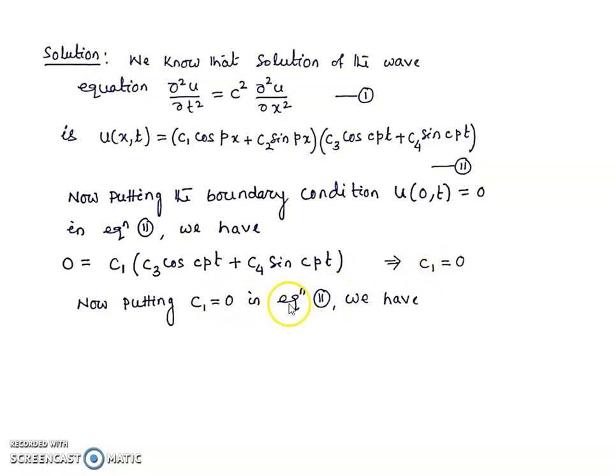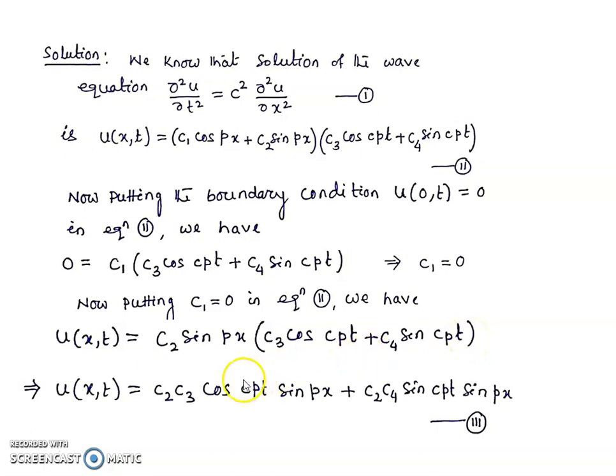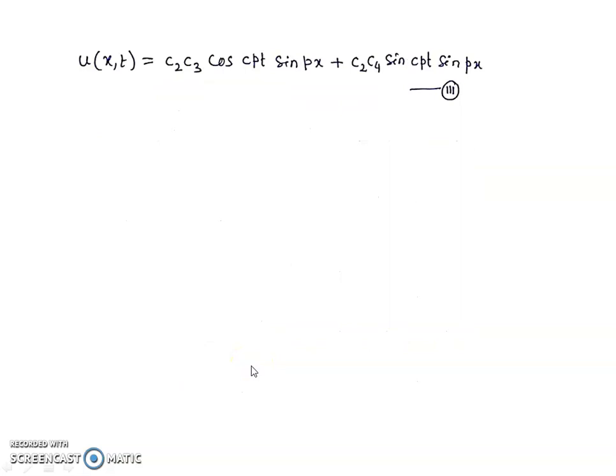Now putting c1 is equal to 0 in equation 2, we have u(x,t) is equal to c2 sin px into (c3 cos cpt plus c4 sin cpt). Thus we have c2 c3 cos cpt into sin px plus c2 c4 sin cpt into sin px. So we have u(x,t) in this form.